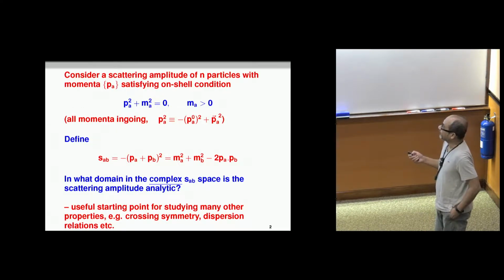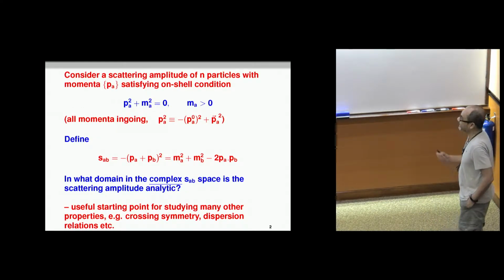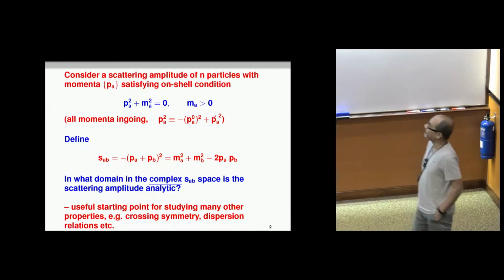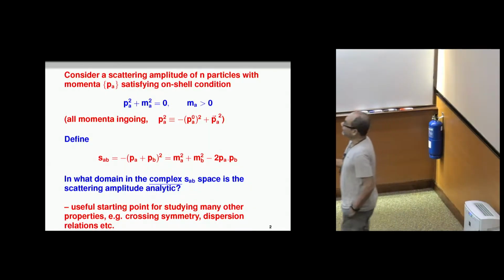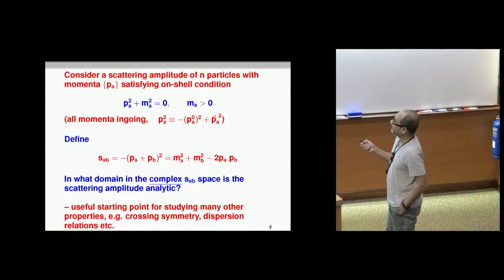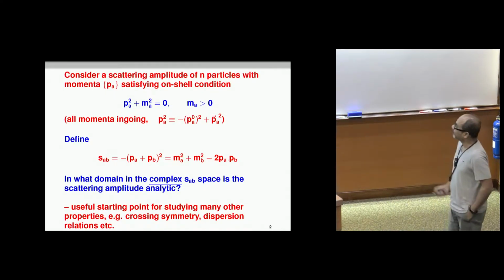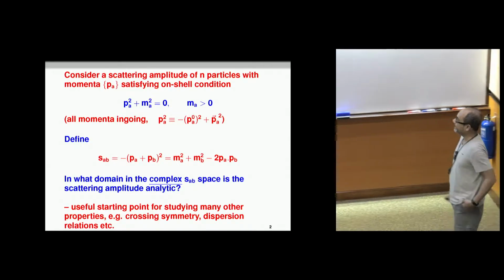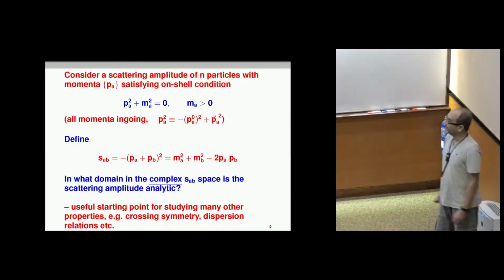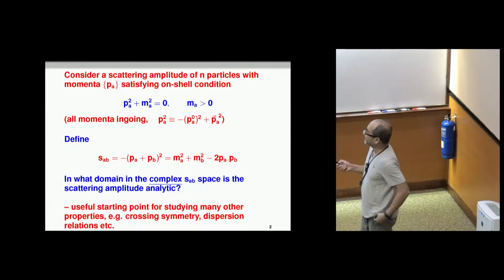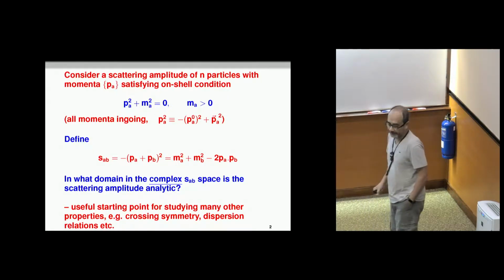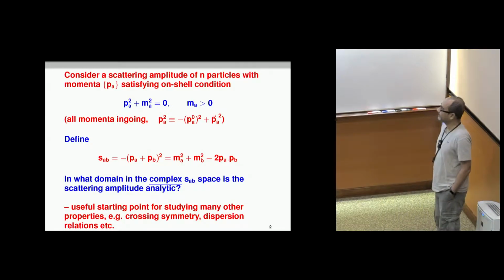We'll also use the convention that all momenta are taken to be ingoing, so if there is an outgoing particle, it will have negative energy. We'll be using mostly plus signature, so p_A squared is given by this. Now suppose we define the Mandelstam variable s_AB, which is minus (p_A plus p_B) squared. Of course, not all of these s_AB are independent because of the mass-shell condition, but let's take the independent Mandelstam variables. The question that we want to address is: in what domain in the complex s_AB space is the scattering amplitude analytic?